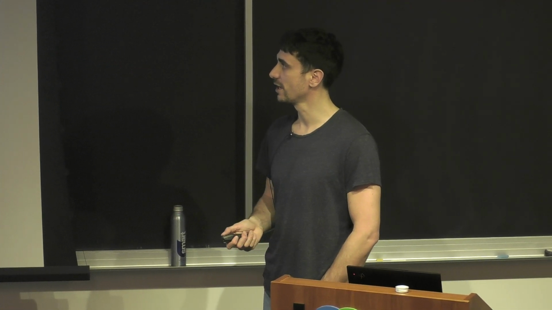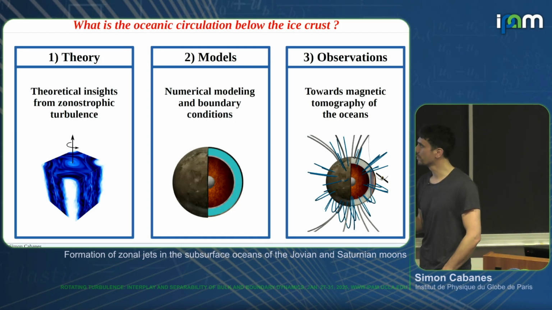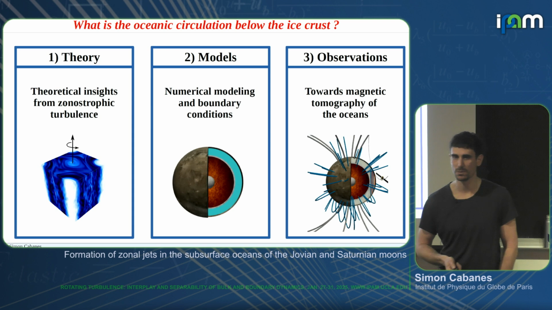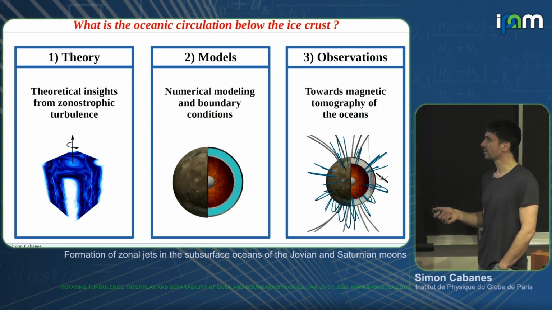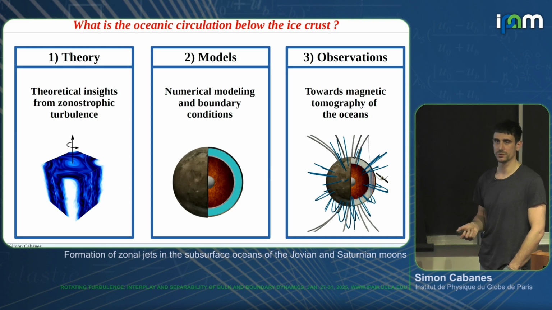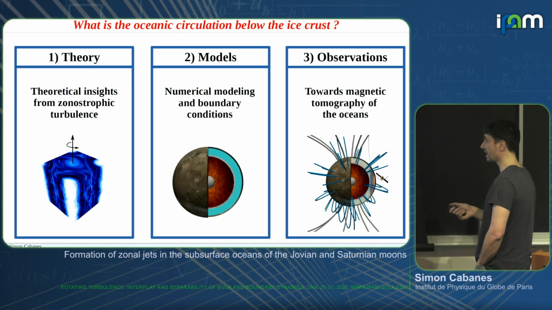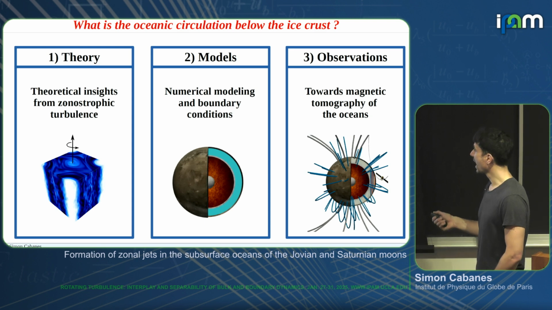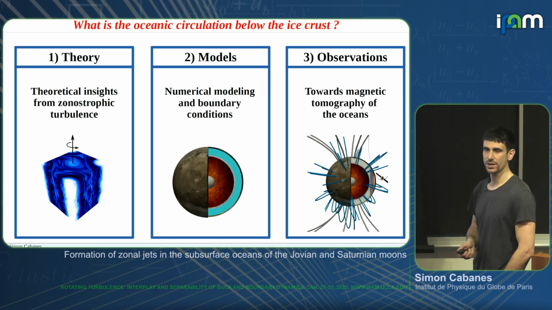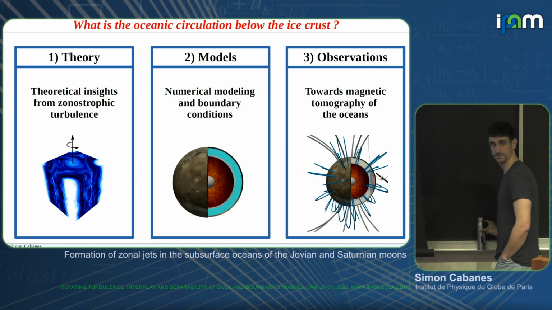So what I will suggest today is, let's say, a three-panel presentation. I will go through a little bit of theory about rotating turbulence, and I will introduce the concept of zonostrophic turbulence, which I hope will help to uncover the dynamics of those flows. I will validate this theoretical approach with some numerical modeling, and I will open some perspective about a magnetic signal coming from this oceanic circulation.